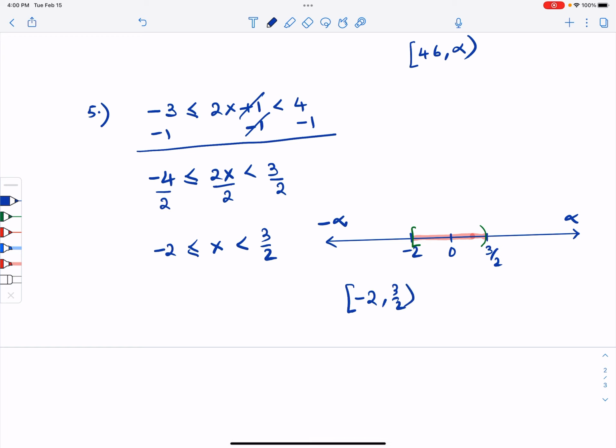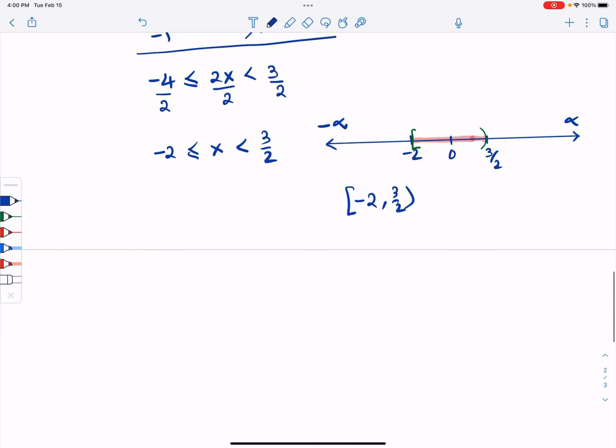All right, let's do one more and then stop. Okay, so the next problem is going to be negative 10 less than 3x minus 4 less than or equal to 14. All right, so let's go ahead and get rid of the negative 4 from the middle out here. So add 4 to both sides.